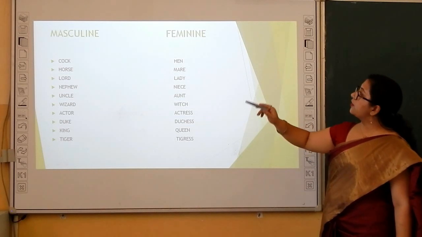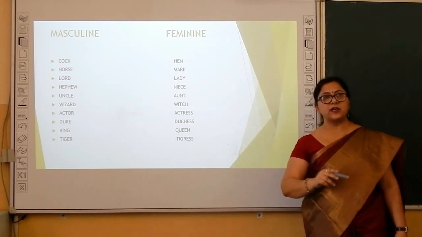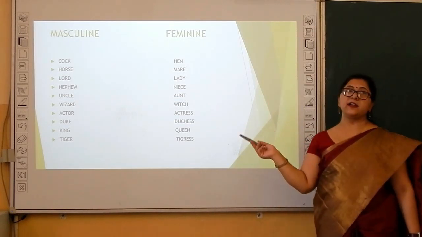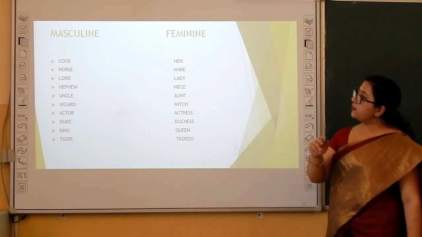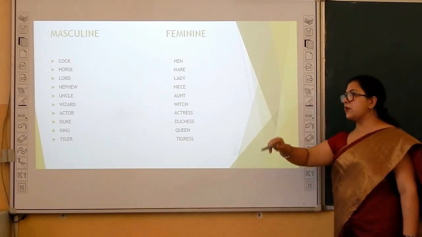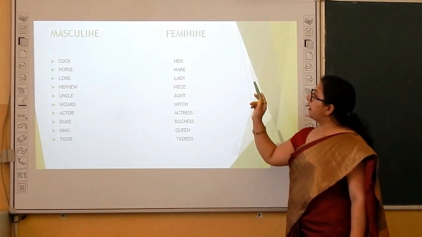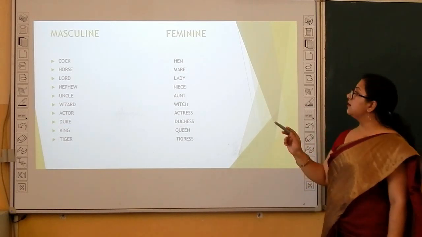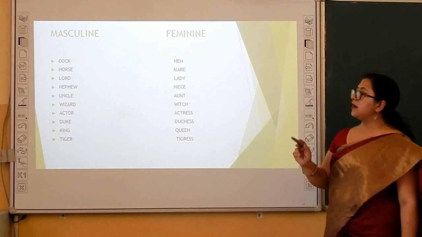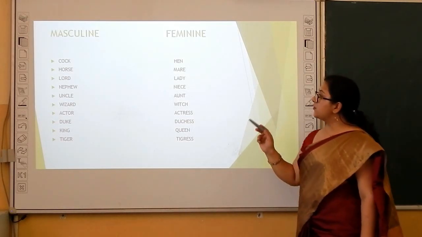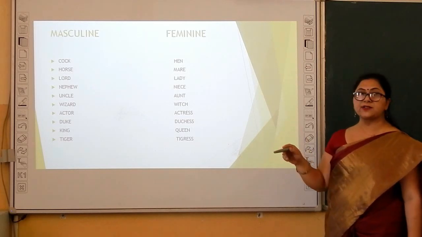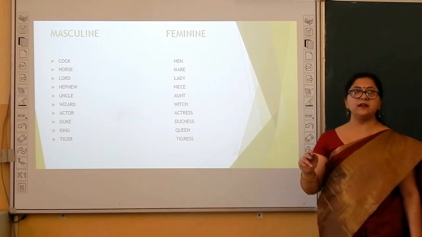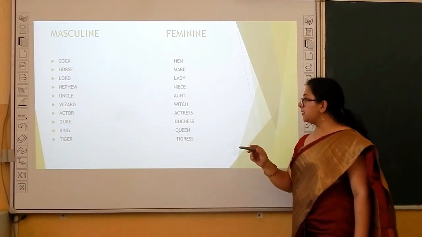Here is a list of masculine and feminine. Because students, we can convert masculine gender into a feminine gender and a feminine gender into a masculine gender. So I have again prepared a small list for you of masculine and feminine genders: cock, hen, horse, mare, lord, lady, nephew, niece, uncle, aunt, wizard, witch, actor, actress, duke, duchess, king, queen, tiger, tigress.